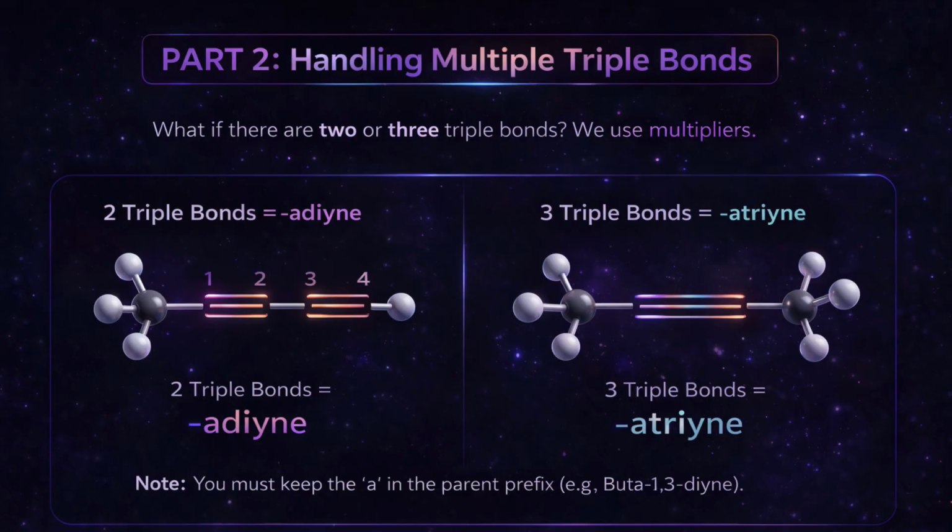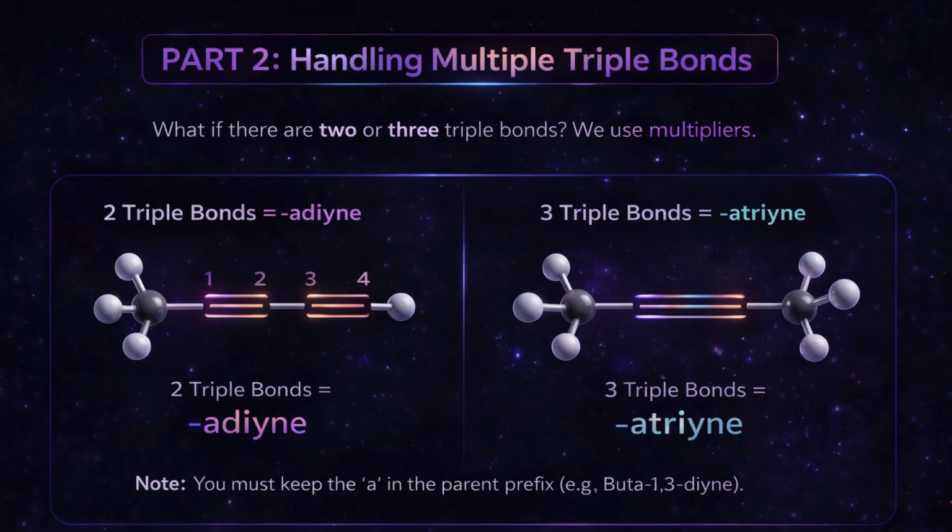Now, pay close attention to this small but vital detail. When we use these multipliers, we have to keep the letter A at the end of the parent prefix. For example, a 4-carbon chain isn't just "but", it becomes "buta". So, a molecule with triple bonds at positions 1 and 3 would be named buta-1,3-diyne. Without that A, the name sounds clunky. It's the glue that holds the name together.